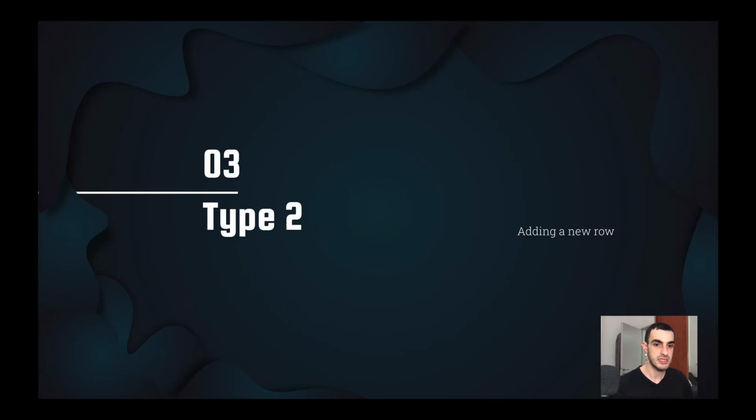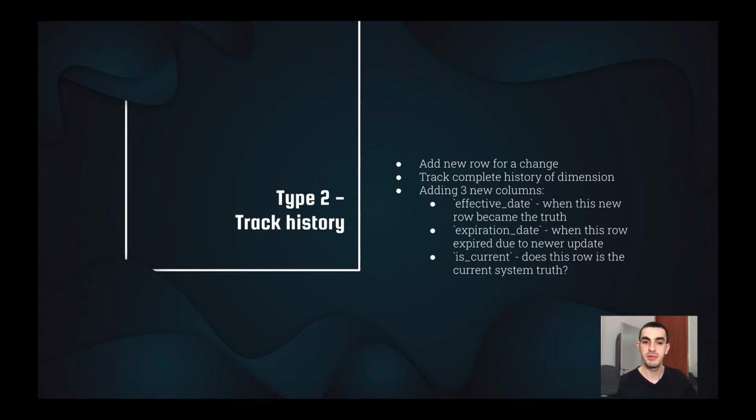Okay, so next let's talk about type 2, slowly changing dimension, which is a type in which we add a new row to track any changes to the data. So in type 2, we track the complete history. For every change to the data, we add a new row to reflect this change. And in the new row, of course, we have the new updated data. So we don't remove or change anything in the original row, we add a new row.